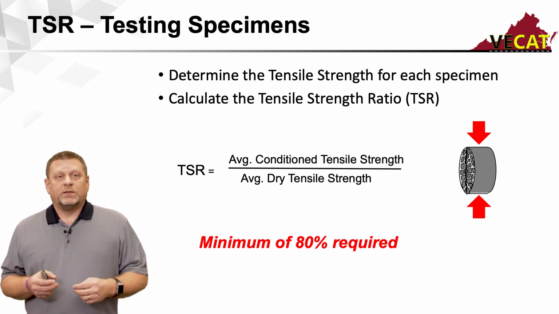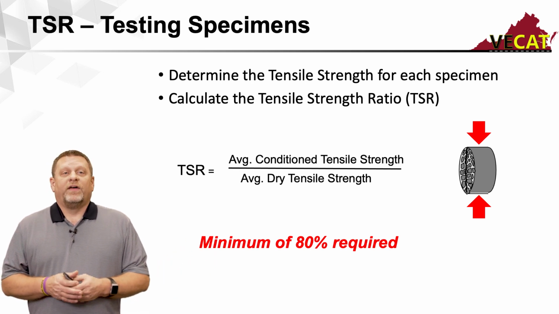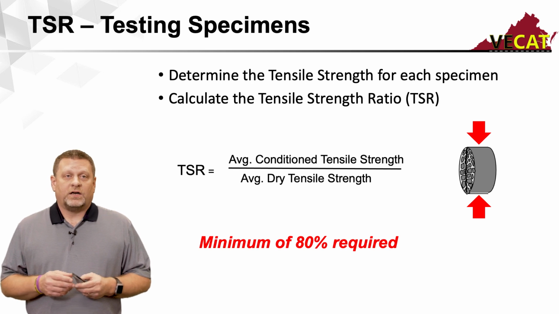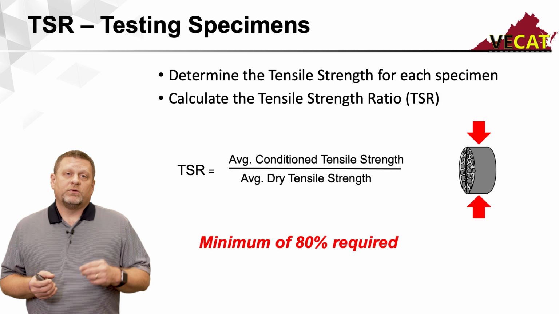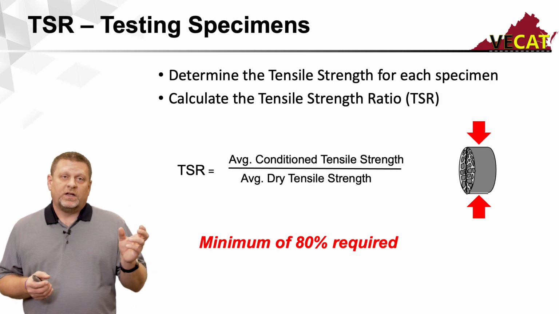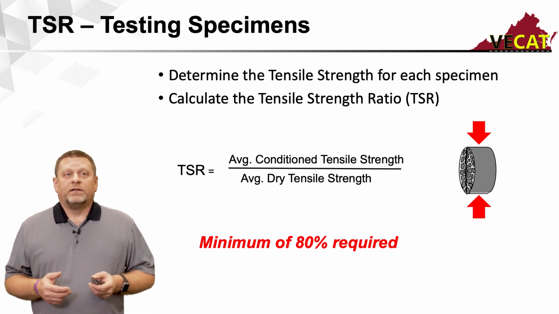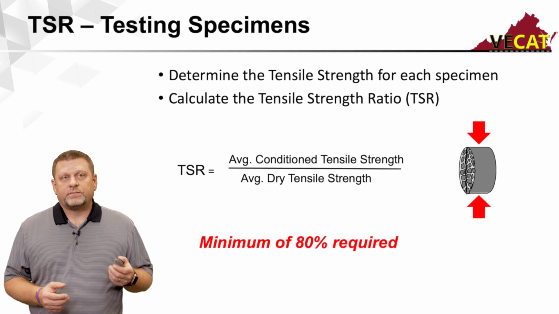Whereas the dry subset of pills sat on a shelf for those first 2 days, and then all they did was get the temperature equilibrium, but they were kept dry the entire time. So once we've broken each one of these pills, we'll take the average of the conditioned set, which is the ones that had all the conditioning, and the average of the dry set, and it's just a ratio, and the requirement for TSR testing is a minimum of 80%.